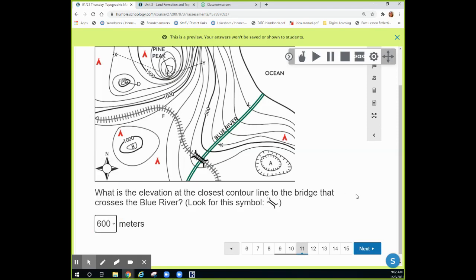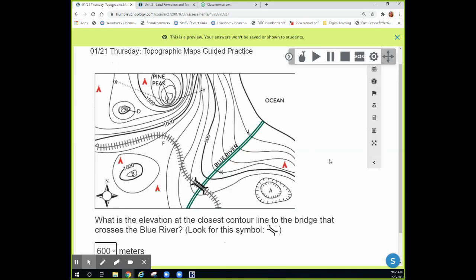Before I move away from the river, and we'll come back to this, we'll probably have a question on this in a second, but you see the river, we talked about the U shape and the V shape that indicates the direction the water is flowing. So from our notes, we know it always flows from a higher elevation to a lower elevation. So we can use that to determine what direction the river is flowing.